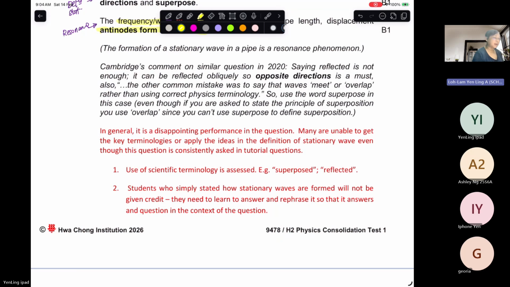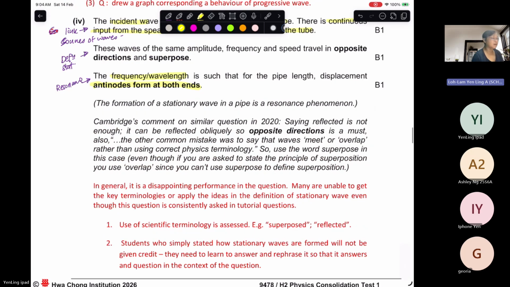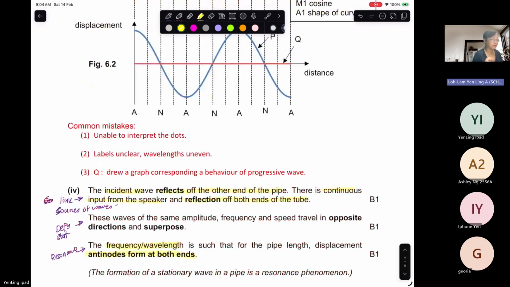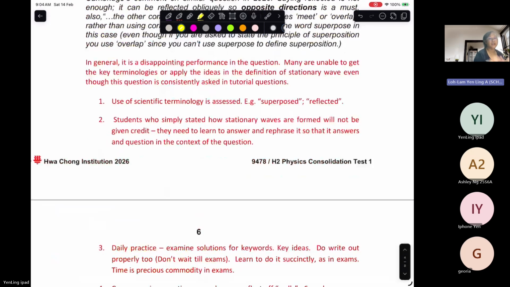So the tutors like to use "bounce off" for you to see some variation or visualization of what is happening, but in the context of exam questions, they want specific terminology. So instead of saying bouncing off the ends of the pipe, correct? The examiners specifically, this is a past year exam question taken from, if I'm not wrong, a part of an A-level question. They want you to use words like superposed and reflected. So the use of scientific terminology is important.